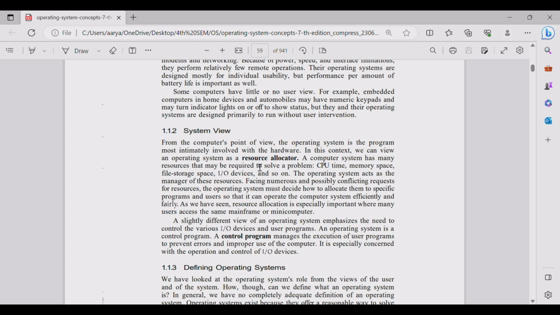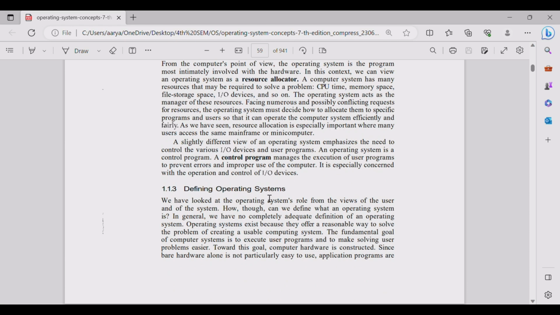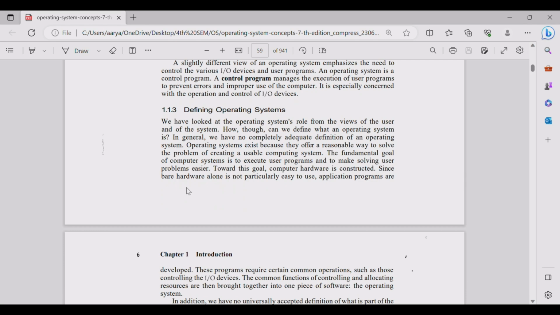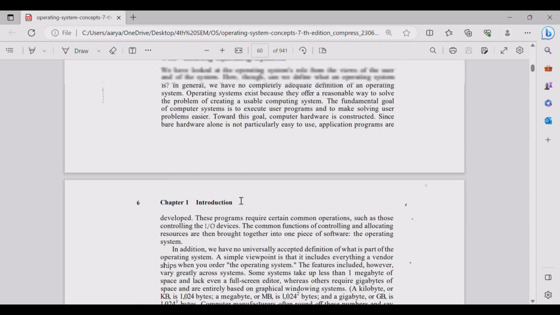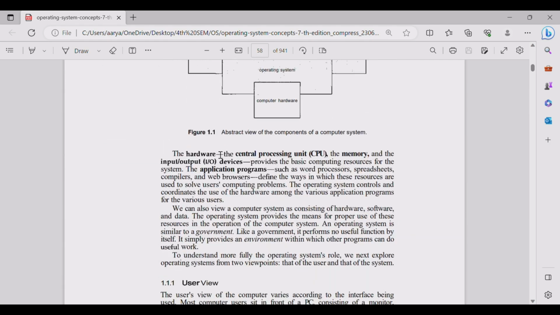Now let us define OS. How can we define OS? The fact is that we actually can't define an OS as we have no adequate definition for an operating system. OS exists because they offer a reasonable way to solve the problem of creating a usable computing system. Here it's just given all the definitions, and over here you can see 1 KB is how many bytes, 1 MB is how many KBs or how many bytes, or 1 GB, and so on. So this is the completion of the first part of the introduction. Thank you.